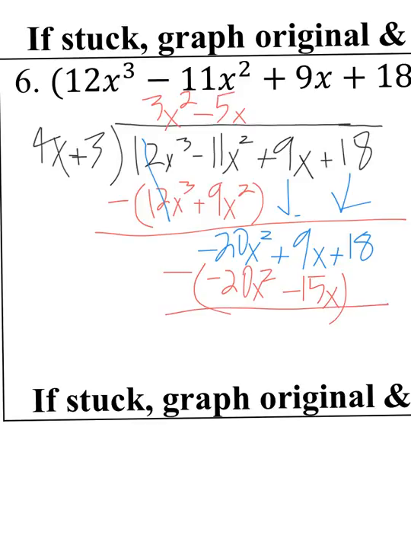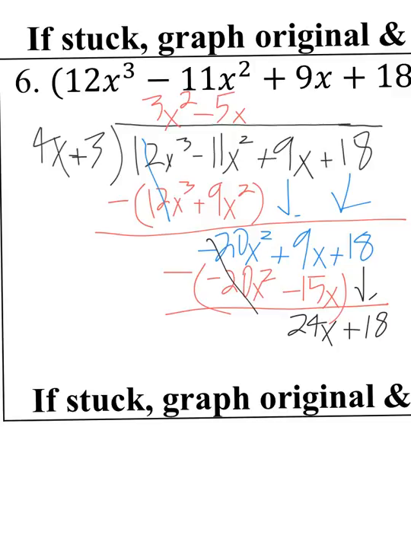So I have these two terms that cancel, and then I have a 9 minus negative 15. So that turns into 9 plus 15, which is 24. So I have 24x, and then bring down that plus 18.